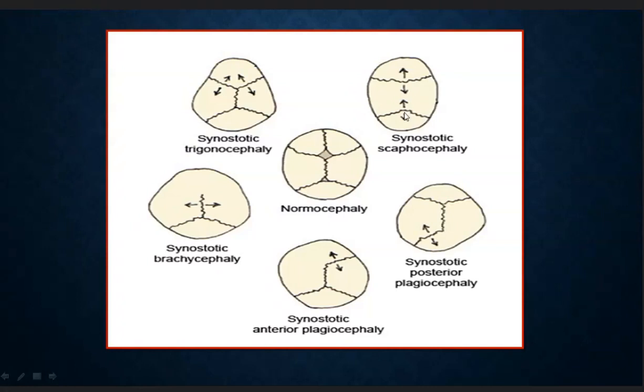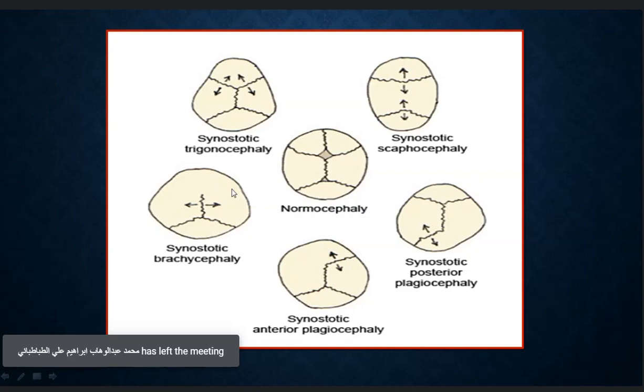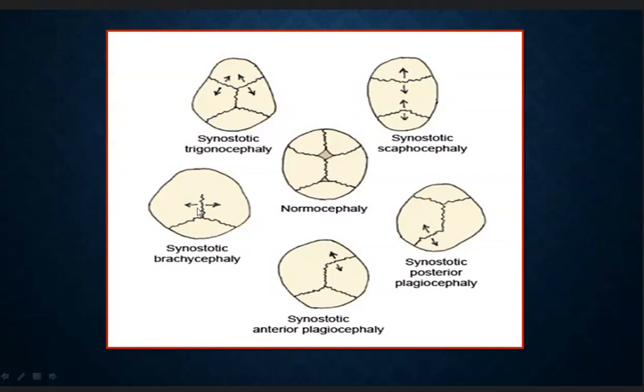If the fusion was in the sagittal suture, the expansion will be on both axes, on the coronal suture and on the lambdoid. This will give the picture of scaphocephaly. If the premature fusion was in the coronal suture, the expansion will be at the sagittal suture level, increasing the lateral diameter of the head and giving the picture of brachycephaly.